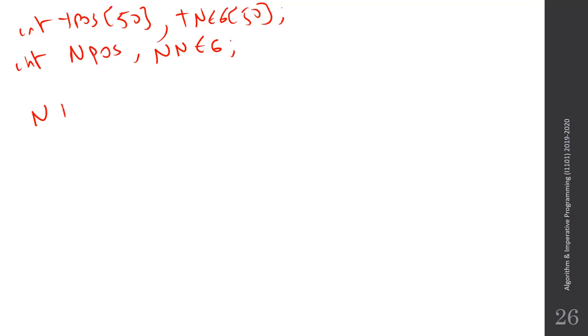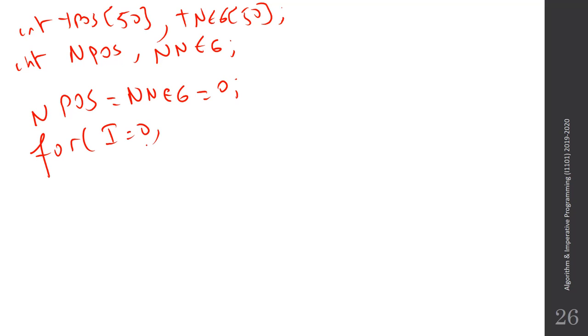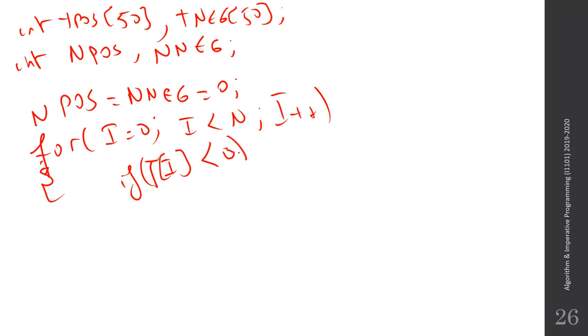So n positive, the index of the positive array, and n negative, the index of the negative array, would start from 0, and then I will loop over the array t. So i equal to 0, i less than n, i plus plus, and I need to check. So if t of i is less than 0, so if it's negative, what should I do? I should place t of i in t negative, and I need to increment n negative.